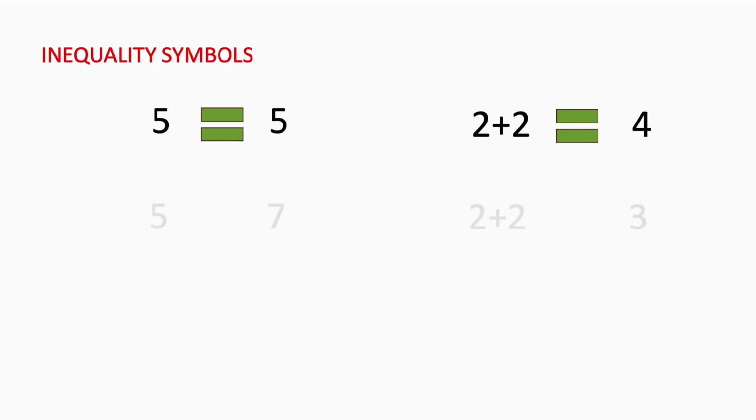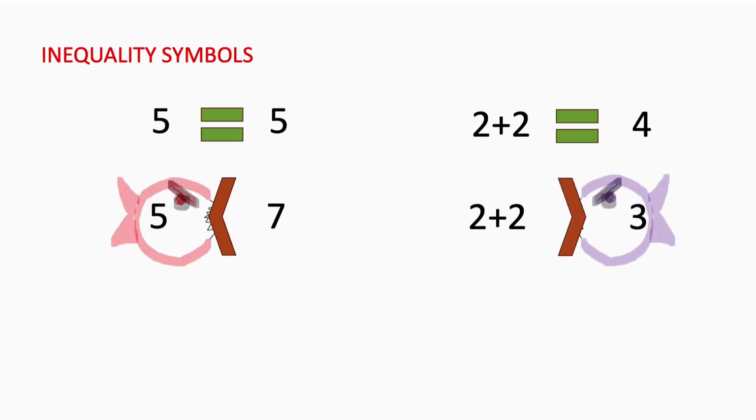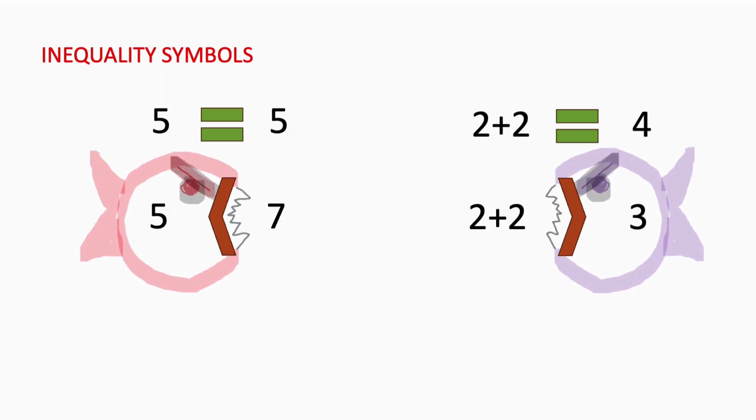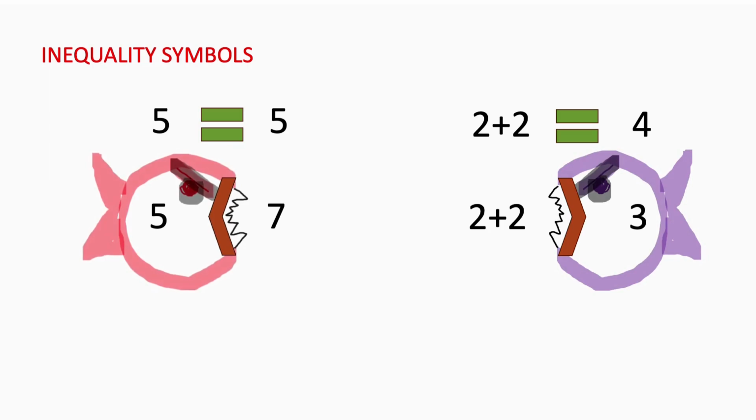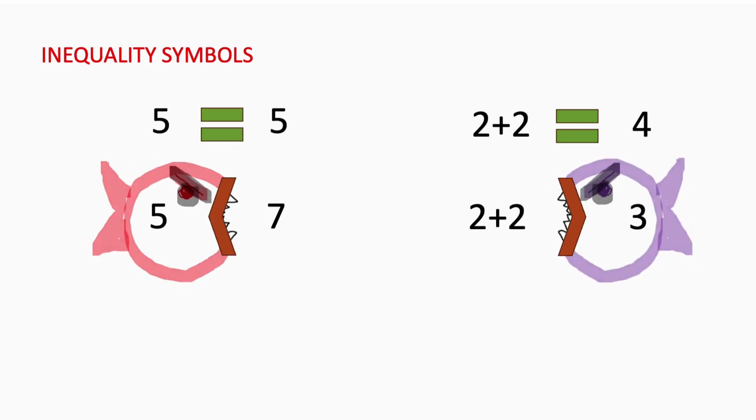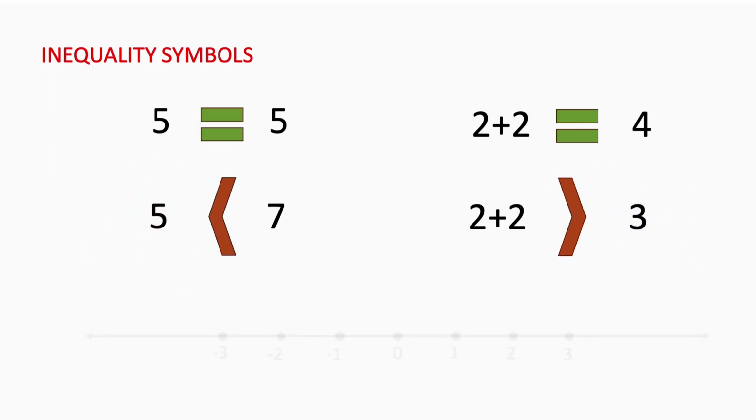Now, to compare two unequal statements or numbers and show which one is bigger and which one is smaller, we can use inequality symbols. This symbol is the less than symbol, and this symbol is the greater than symbol. An easy way to remember how to use these signs is that the face of the symbol is always going to face the direction of the bigger number. It looks like a fish whose mouth opens to catch the greater amount of food.